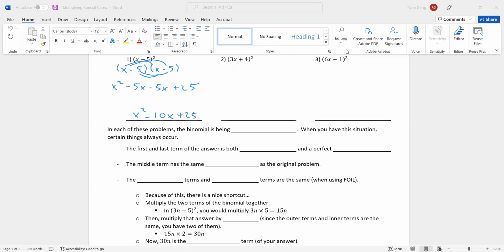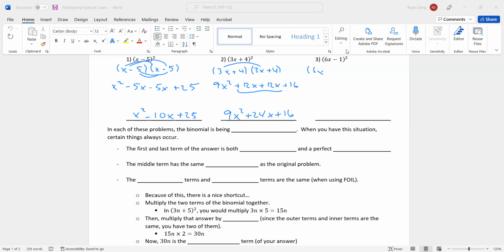I'm going to go quickly here. You know how to do all this. Like I said, you know how to FOIL. We did that last lesson. That's not the point of this lesson. The point of this lesson is to see what happens once we FOIL. So 3x times 3x is 9x squared. 3x times 4 is 12x. 4 times 3x is 12x. 4 times 4 is 16. Combine those like terms. You get 9x squared plus 24x plus 16.